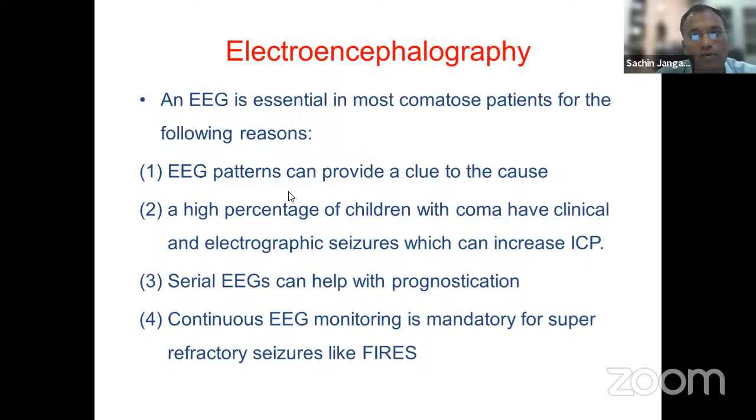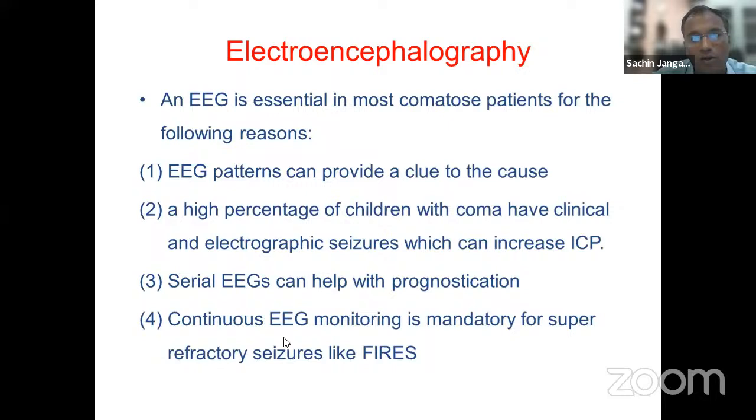Another investigation which is essential in most comatose patients is EEG. EEG pattern can provide a clue to the cause. If we don't have a direct cause from the history, it may be epileptic encephalopathy. A high percentage of children with coma have clinical and electrographical seizures, which can increase the ICP. And we need to treat these seizures.